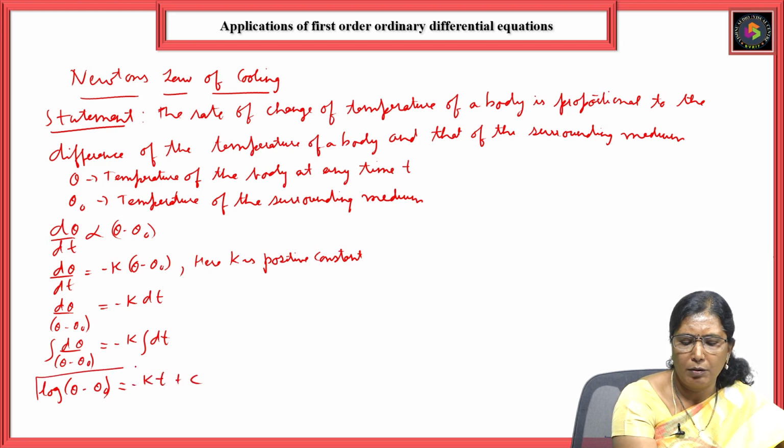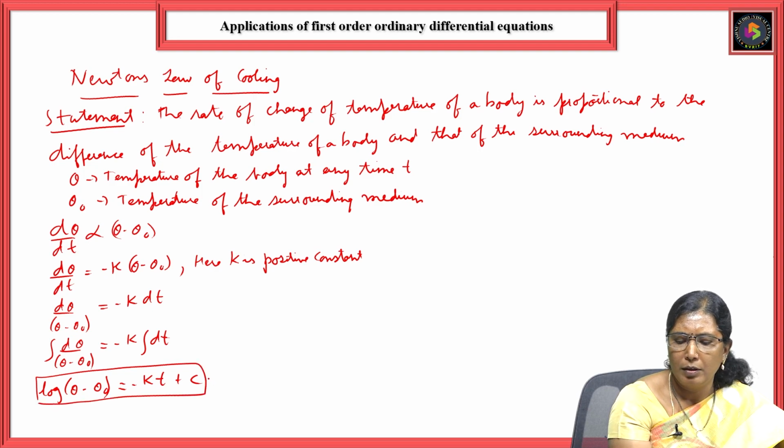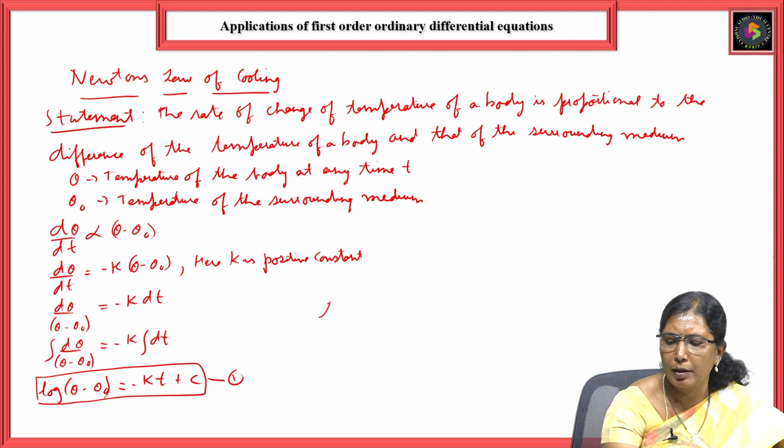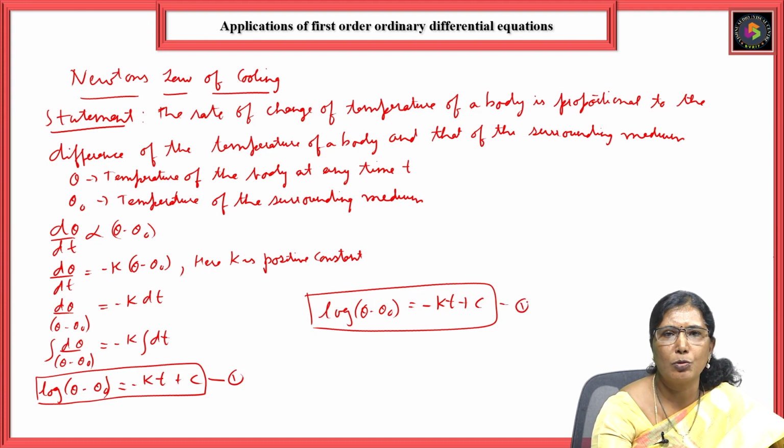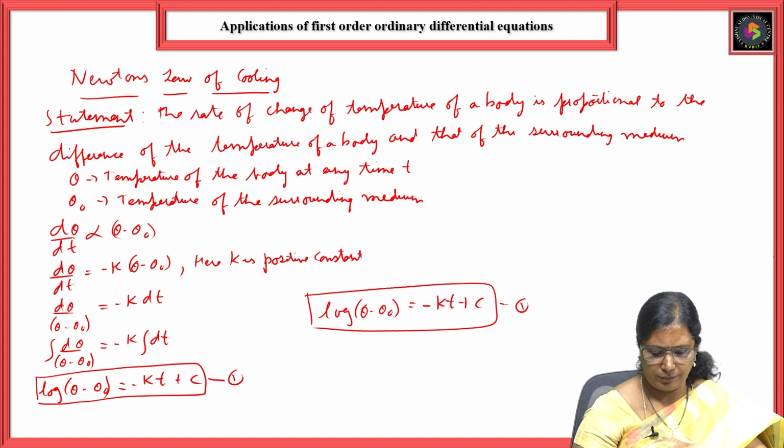This is the formula to solve Newton's law of cooling problems. So remember the formula: log of theta minus theta naught is equal to minus kt plus C. Remember this as equation 1. Remember students, in each and every problem we have to prove this and then solve the problem. So let us go to problems.